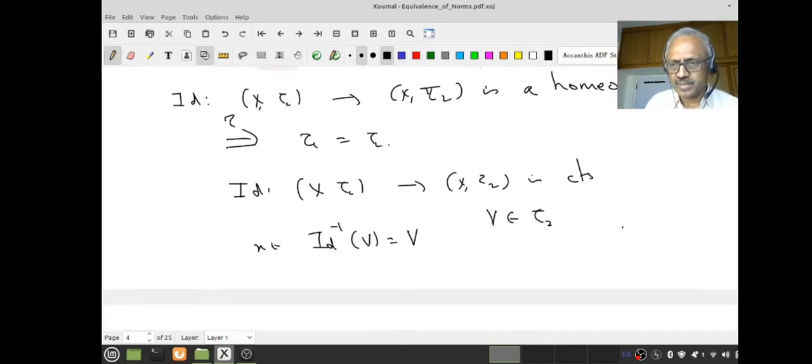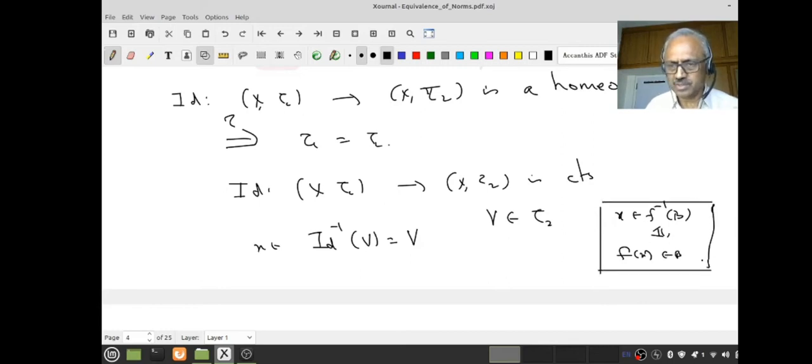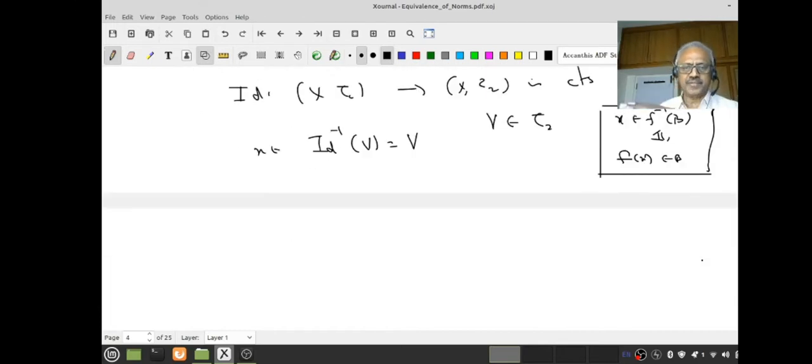Remember, this is my favorite mantra: x belongs to f inverse of V if and only if f(x) belongs to V. This is the only way to work with inverse images. So x belongs to identity inverse of V if and only if identity of x belongs to V. That means x belongs to V if and only if it belongs to identity inverse of V. Finished. Therefore, since the identity map is continuous, this must be in tau 1. Do you follow that? So what does it show? I start with any V in tau 2, then I show V is in tau 1.